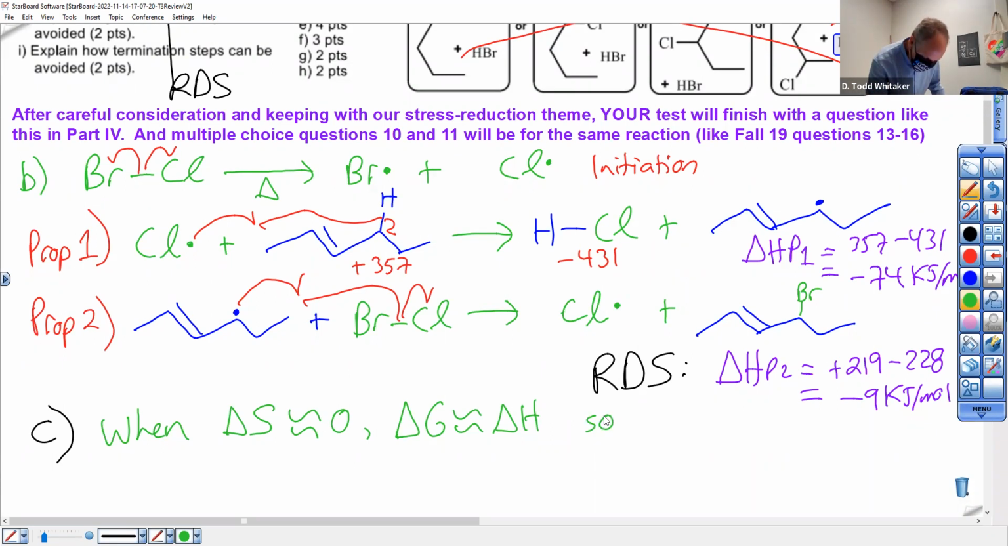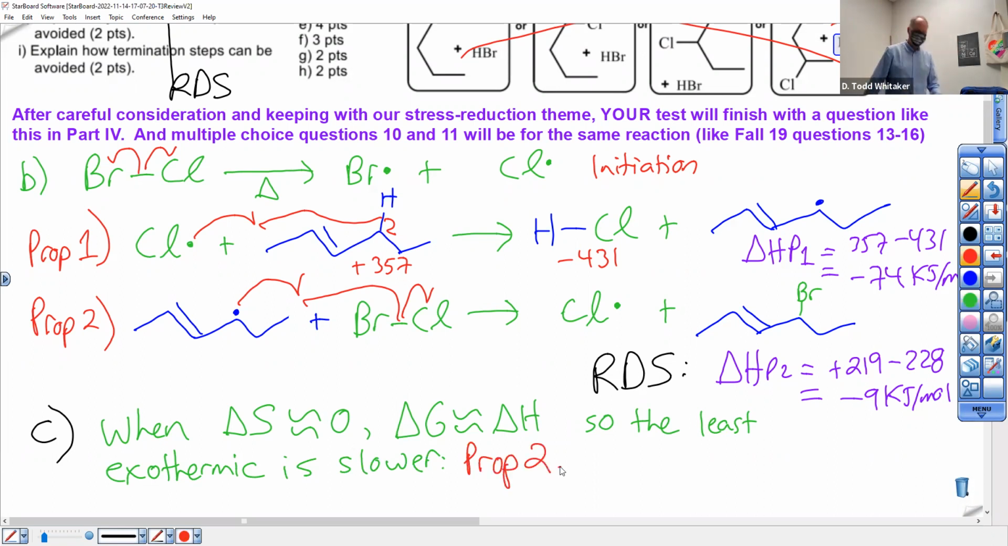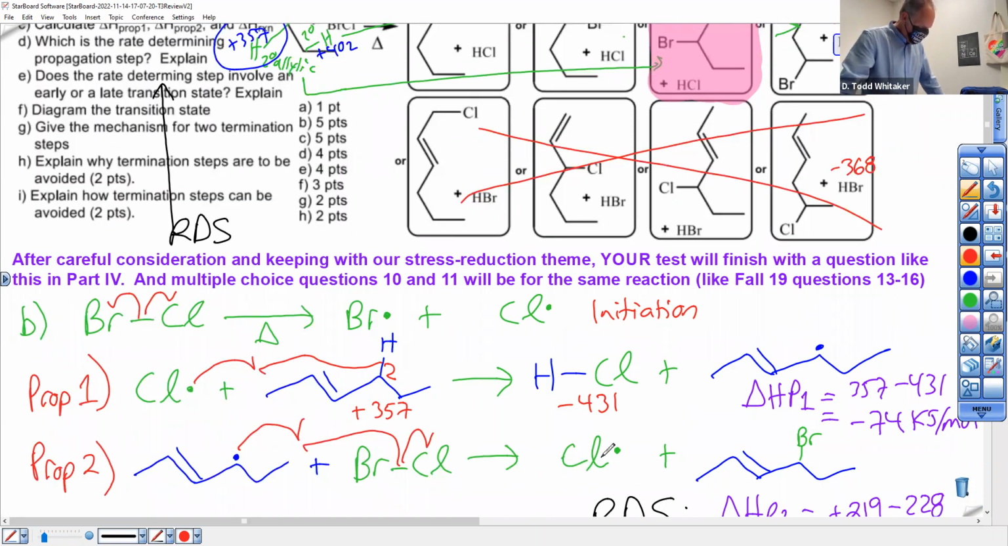So the least exothermic is slower. And negative 9 is less exothermic than negative 74, right? Prop 2. We good? Prop 2. And D, transition state time.